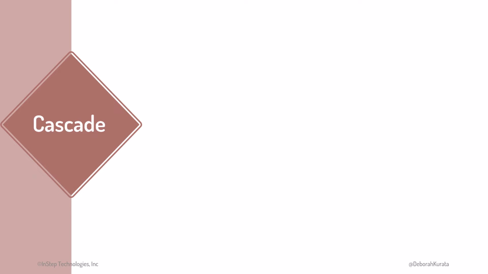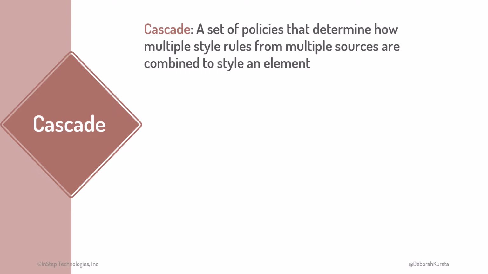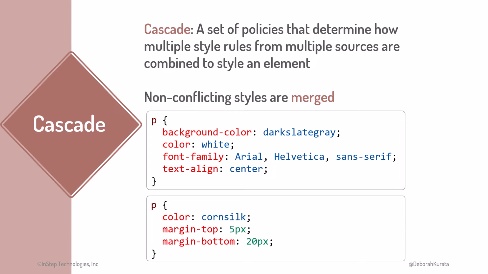The cascade is a set of policies that determine how multiple style rules, from multiple sources, are combined to style an element. When styles cascade, they are merged. This means that all style rules that are not in conflict are combined and applied to the selected elements. In this example, we have two style sheets that both style a paragraph element. Only the color property is in conflict. The styles that don't conflict are merged and applied to the paragraph element.